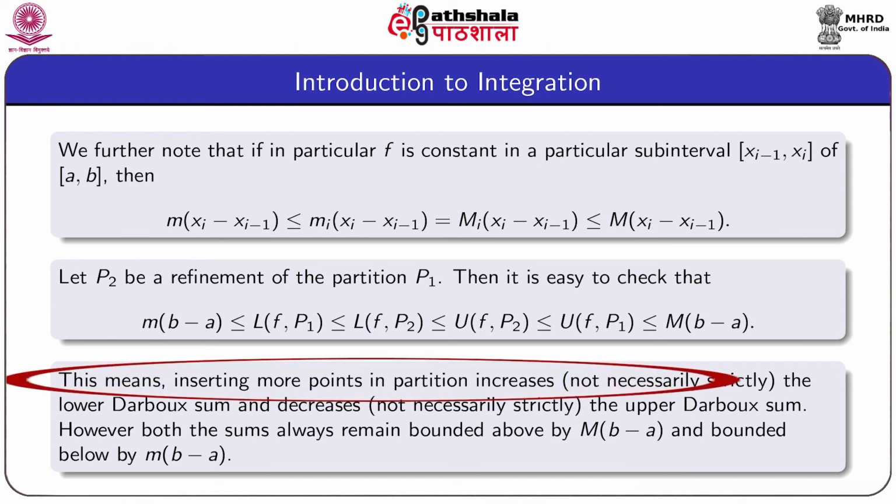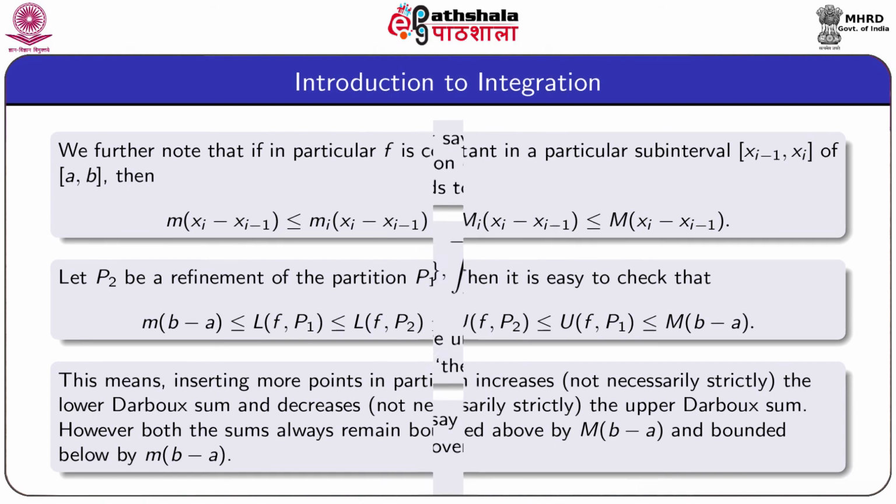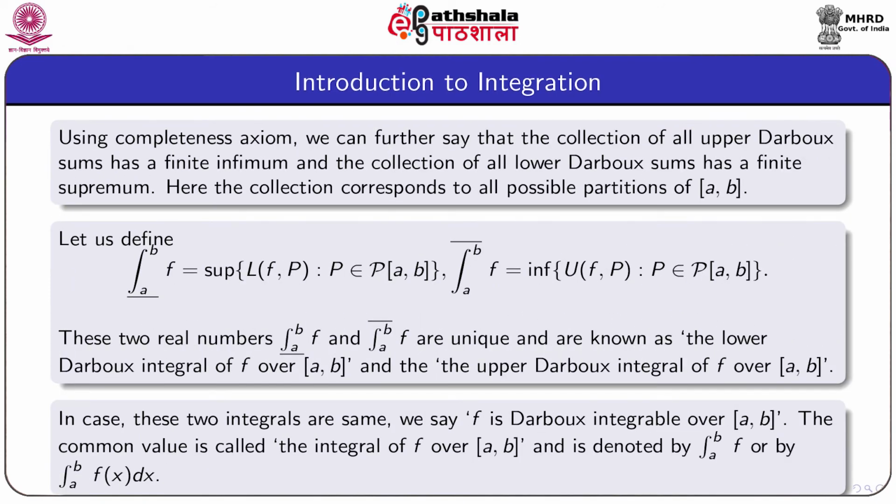This means inserting more points in the partition increases the lower Darboux sum and decreases the upper Darboux sum. However, both the sums always remain bounded above by capital M times (b minus a) and bounded below by small m times (b minus a). Using the completeness axiom, we can further say that the collection of all upper Darboux sums has a finite infimum and the collection of all lower Darboux sums has a finite supremum. Here the collection corresponds to all possible partitions of [a,b].